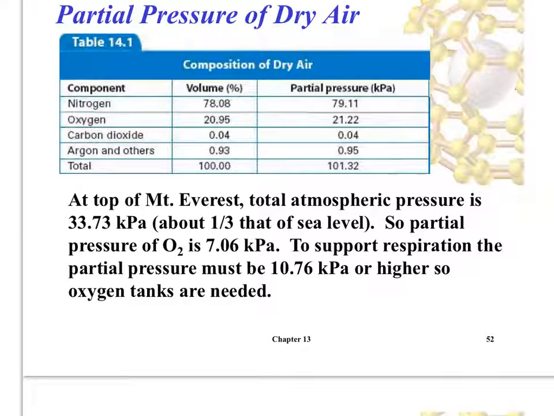So this is a little bit of trivia here. At the top of Mount Everest, the total atmospheric pressure is only 33.73 kPa, so only about a third of what the pressure is at sea level. The higher you go, the lower the atmospheric pressure. So the partial pressure of oxygen up on top of Mount Everest is only 7.06 kPa compared to 21 kPa at sea level. To support respiration, the partial pressure must be 10.76 kPa. Since the oxygen is too low at the top of Mount Everest, that's why hikers that go up there need oxygen tanks.